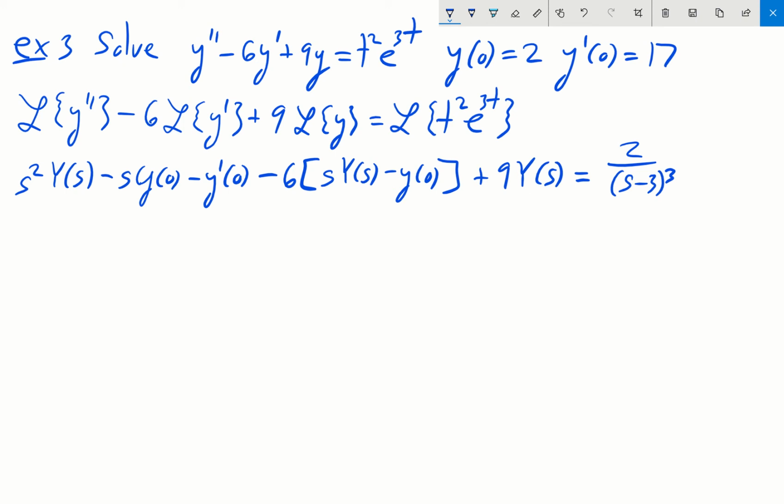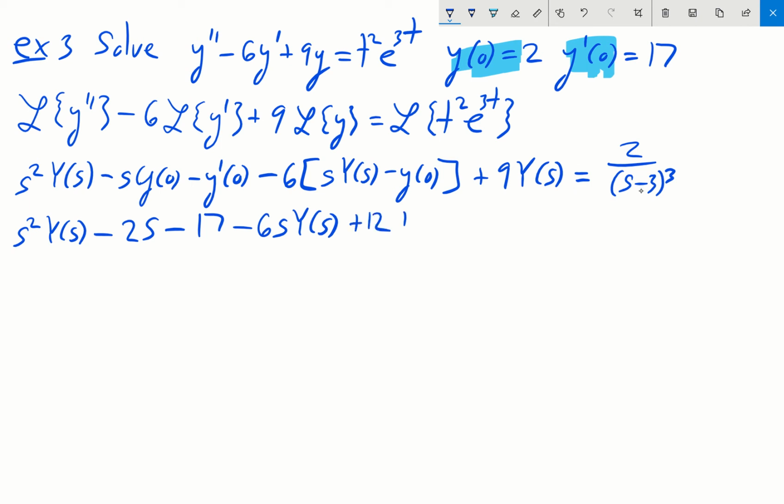We applied the Laplace transform to both sides. We now want to solve this algebraic equation for y of s. So I'm going to plug in my values that we know. Recall that y of 0 is equal to 2, and y prime at 0 is equal to 17. So we have s squared y of s minus 2 times s minus 17. I'm going to do 2 steps at once, so I'm going to distribute the negative 6. We get a negative 6s y of s, and then recall this is going to be 2. Negative 6 times negative 2 should give us positive 12, plus 9 y of s is equal to 2 divided by s minus 3 cubed.